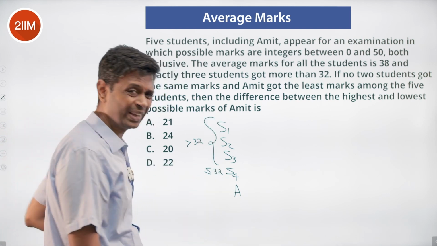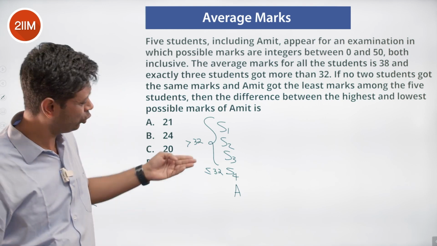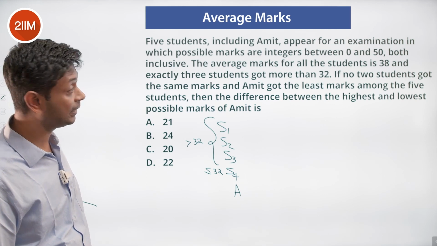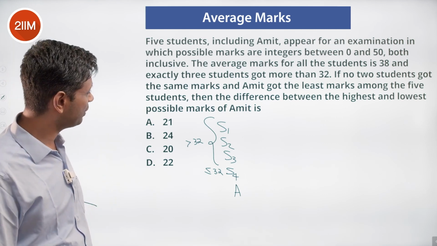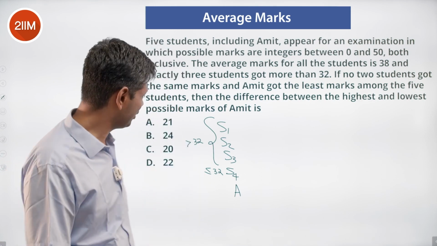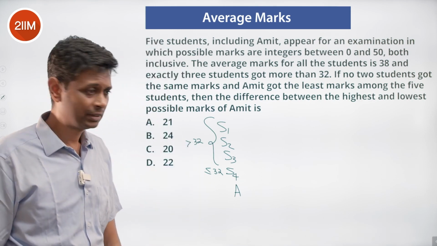These two are more than 32. Exactly 3 got more than 32. This could be 32. That's the situation we have now. Average is 38. Nice. First we want to find Amit maximum and Amit minimum. Both of that we want to find. Let's think about Amit maximum.